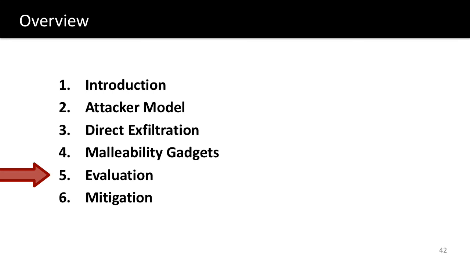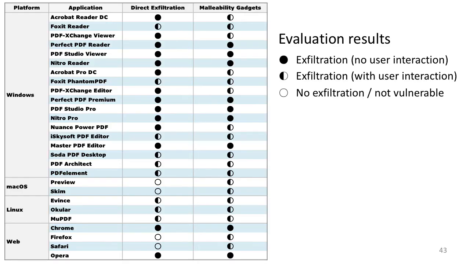Okay, now let me come to an evaluation of those both attack types. So we tested 27 popular PDF applications that were assembled from public software directories for all the major platforms, Windows, macOS, Linux, and web browsers, which also support natively opening PDF documents. So this list should contain basically every PDF viewer that supports PDF document decryption. And by design, each and every viewer should be vulnerable to both direct exfiltration and Malleability Gadgets.